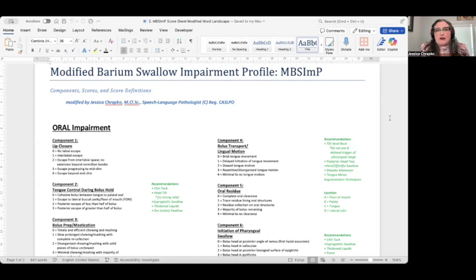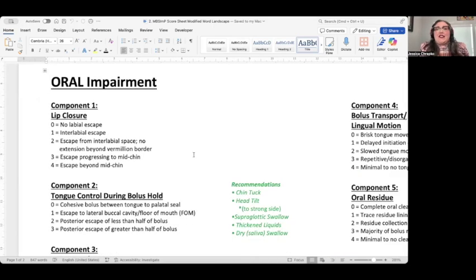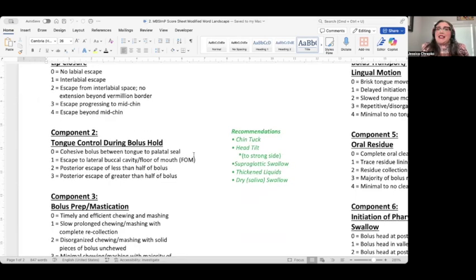The barium shows up on the x-ray and can help us identify where any of the following issues may arise. So here's what we're looking for in the modified barium swallow impairment profile. First, we're looking to see if there's any impairments in the oral component of the swallow. Component 1 is lip closure. Are any foods or liquids leaking out the front of your mouth? Component 2 is tongue control during a bolus hold. Is the tongue coordinated enough to keep the bolus, or the food that you're chewing or liquid, contained so that there's no spillage into your cheeks, out the front, or prematurely down the back of your throat?